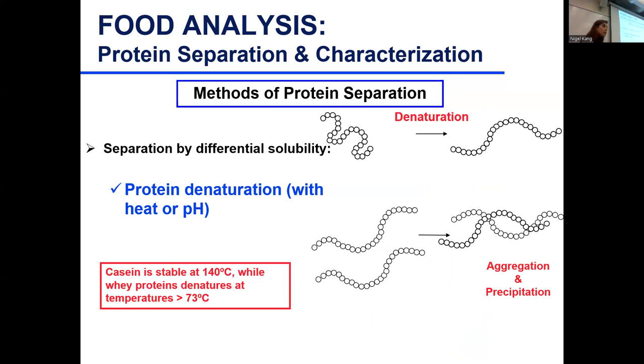Another method that we can use is the denaturation approach. We can use different parameters to denature a protein: pH, heat, ionic strength, different things. The most common one, really easy to think about, is heat. Once you heat a protein, it unfolds, it denatures. Again, the same phenomenon. Once protein unfolds and denatures, they can interact with each other, and again, aggregation and precipitation. It depends on the denaturation temperature. Proteins are different in their denaturation temperature. What we talked about before, they are different in their thermal stability.